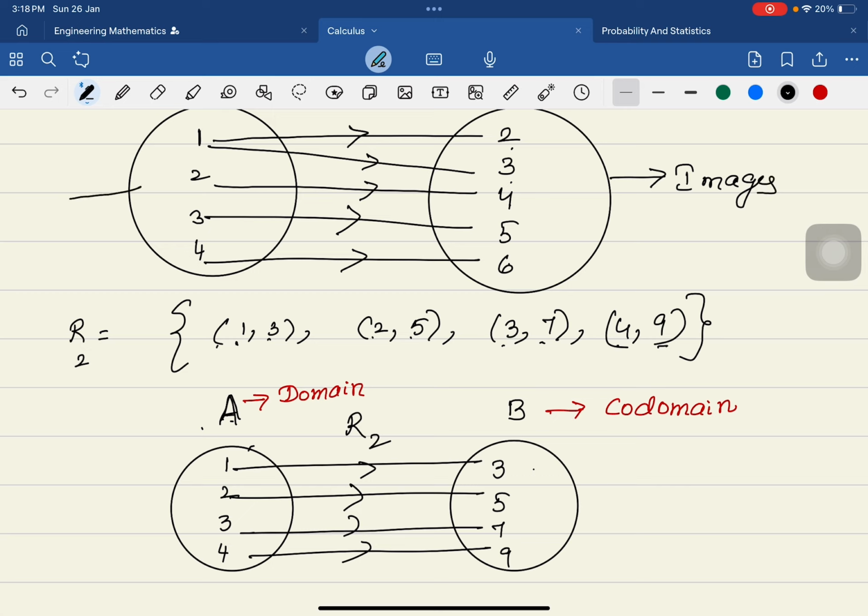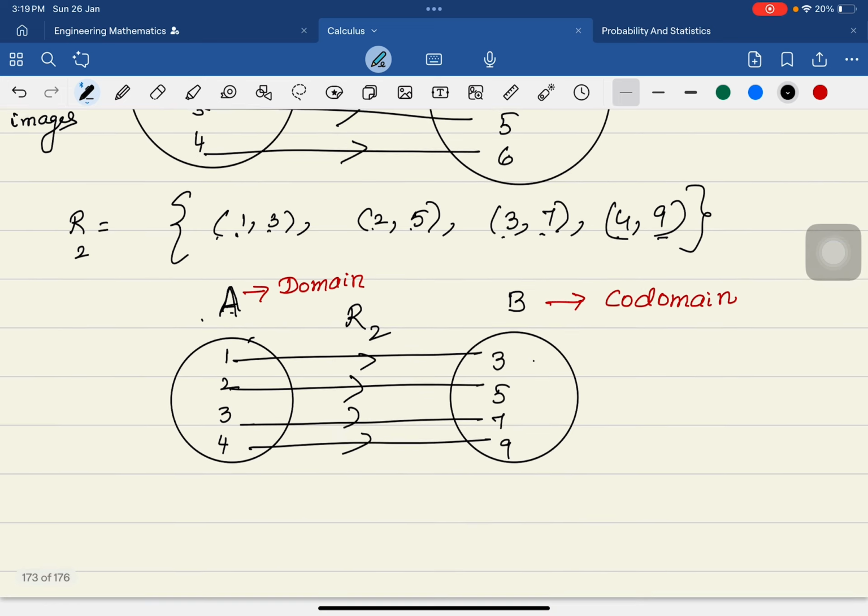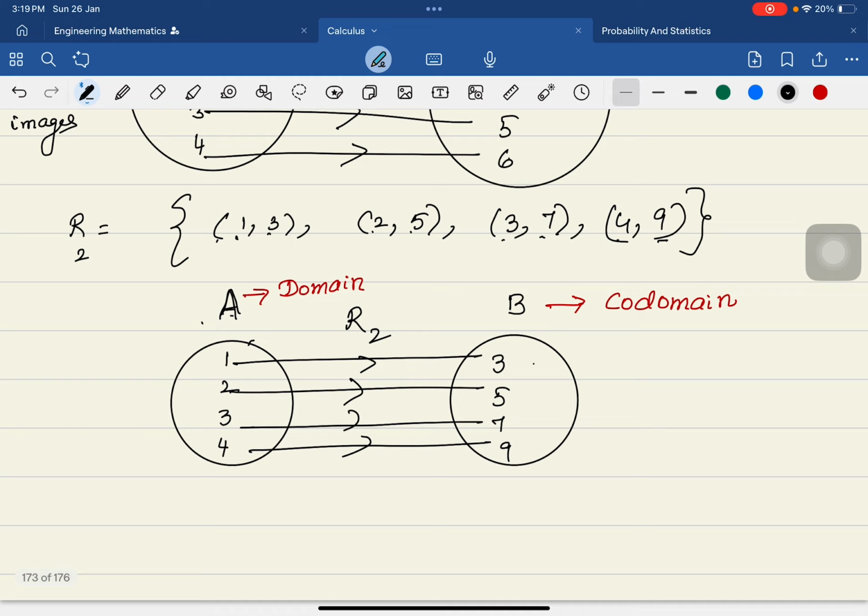And all the elements which are there in the domain set are called the pre-images. Now, the elements 2, 3, 4, 5, 6 are the images. The elements 1, 2, 3, 4 are called the pre-images. So, this is about the relation.